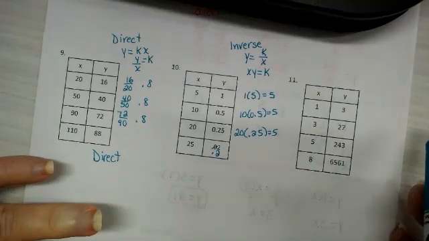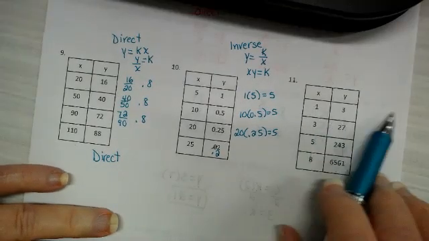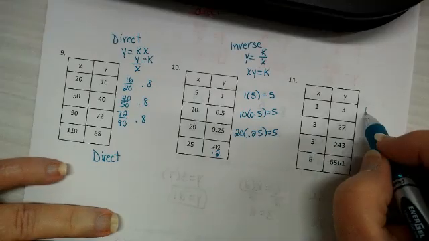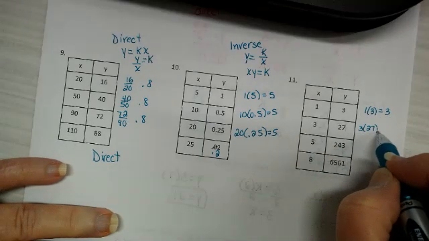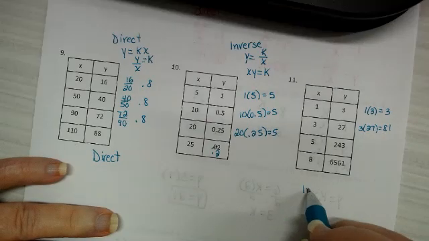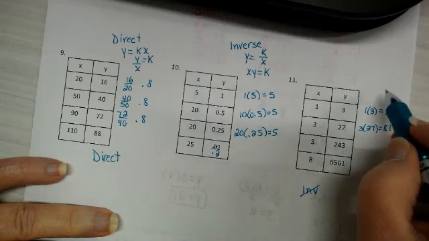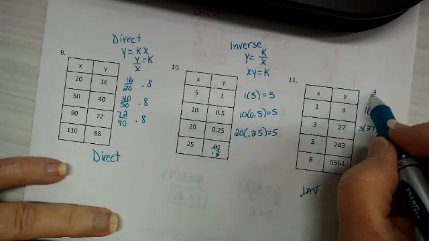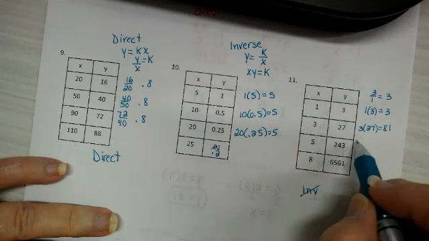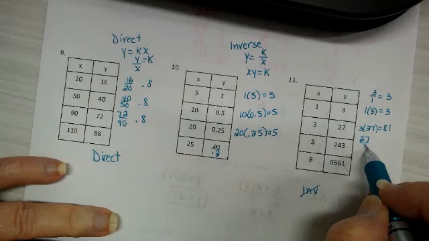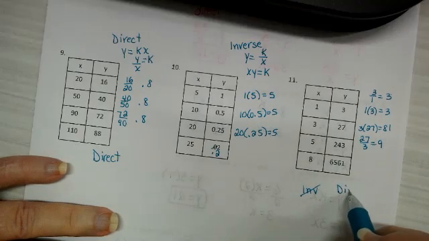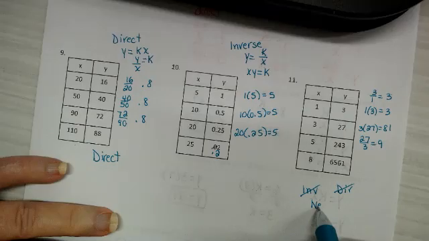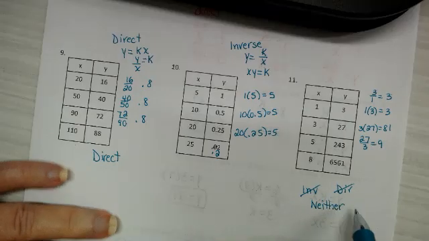If I multiply these, I can do this in my head. 1 times 3 is 3. 3 times 27 is 81. All right, so I know right away it is not inverse. Let's try division. So this would be what? 3 divided by 1. And this one would be 27 divided by 3. I don't get the same number there. So it is not direct variation, which leaves us with neither.